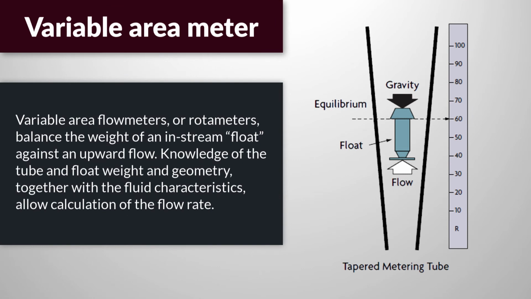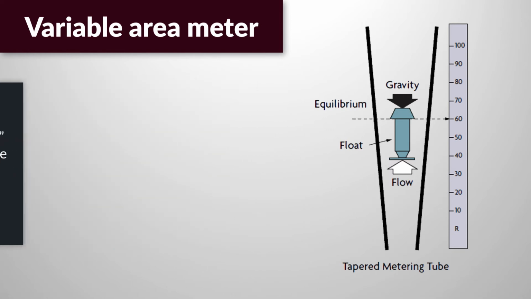A variable area meter, which often is called a rotometer, consists of a tapered vertical tube containing a float. The float's position in the tube reflects the balance between its weight and the upward flow, and is a linear function of flow rate. Using a transparent tube enables the taking of direct readings.